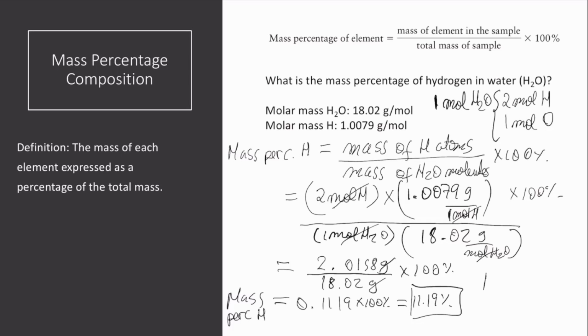To find the mass percent of oxygen in water, this is just 100% minus the other element, which is hydrogen, the number that we just found. So this gives us 88.81%.